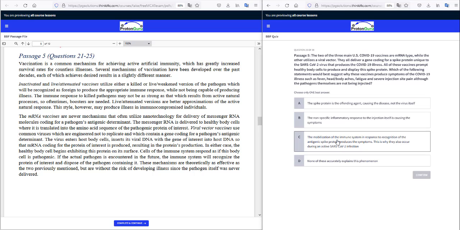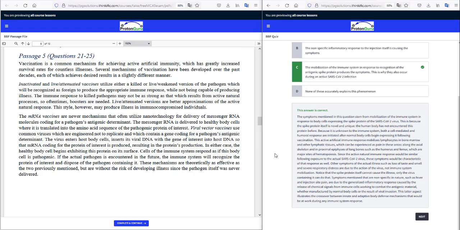Well, it should be relatively easy to pick out choice C as the right answer. Certainly the spike protein itself doesn't cause the disease. Otherwise, why would we inject something to cause spike protein to be formed? That would not help us avoid the disease. That's just common sense. It doesn't even require us to know biochemistry. And then the nonspecific inflammatory response to the injection itself is causing the symptoms. It is the specific response to the spike proteins, not some nonspecific inflammatory response, that would cause this type of set of symptoms. So choice C is the pretty clear answer in this case.